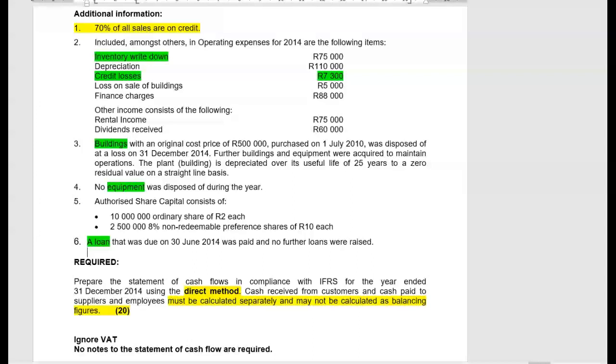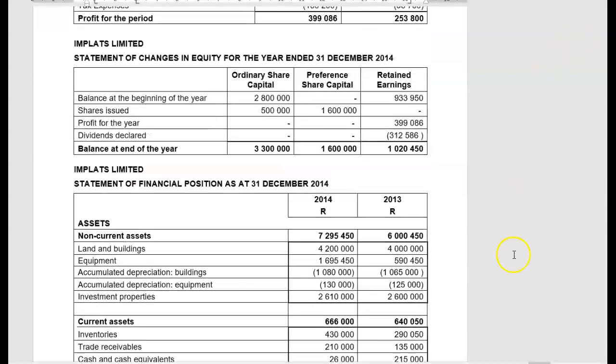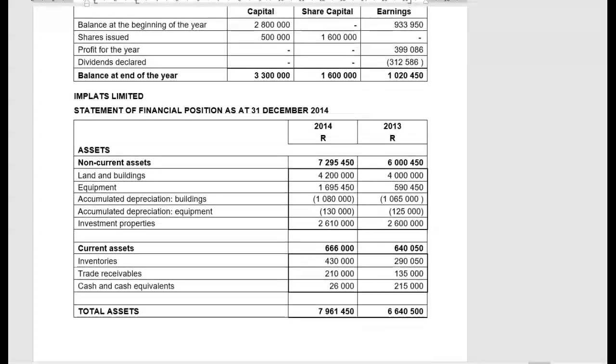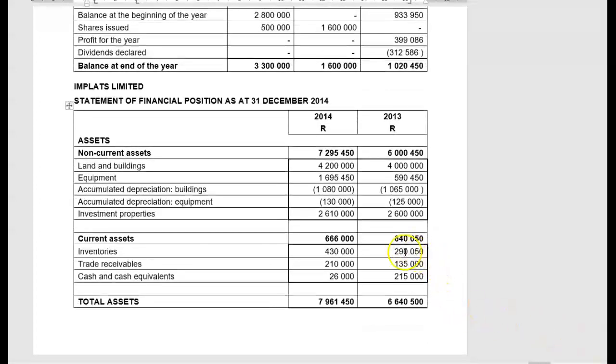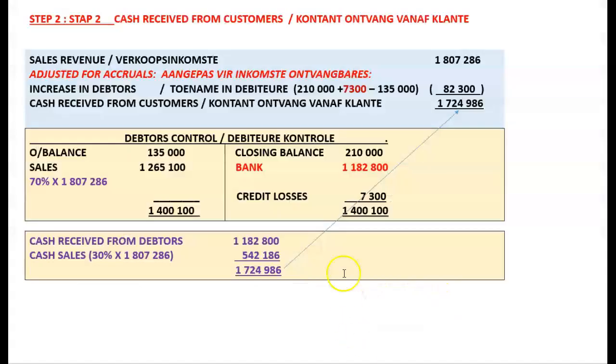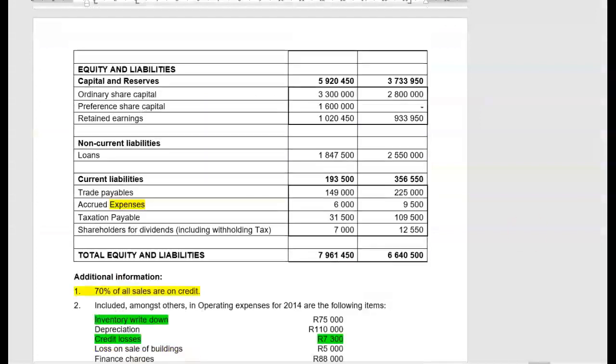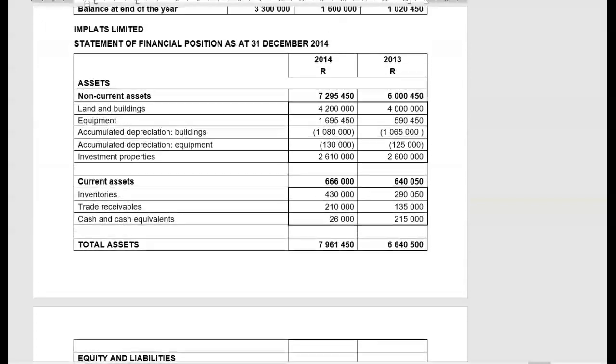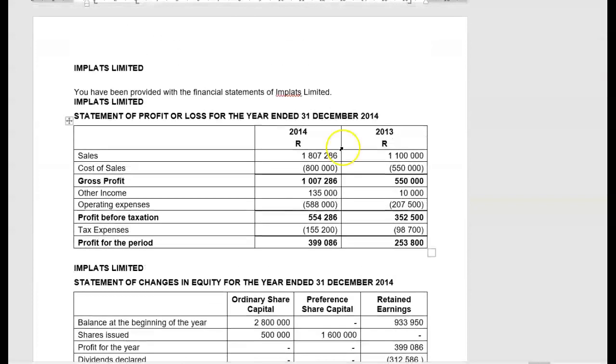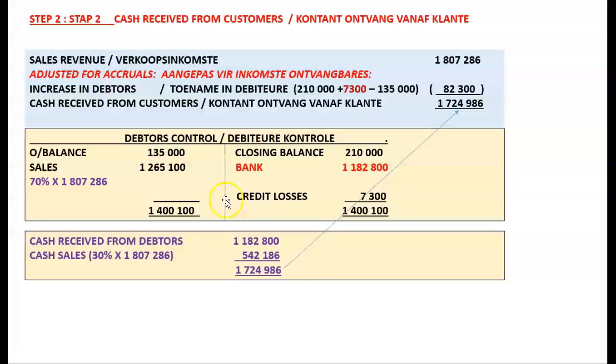Now, I'm going to take the long road first, and then I'm going to show you the shortcut as well. Let's do the debtors account, T account per se. It will have an opening balance of 135,000 and a closing balance of 210,000. Then they told us that 70% of all sales were on credit, so it's only credit sales that are posted to your debtors account. So if I go to my income statement, there's my sales figure, so 70% of that would have been posted to my debtors account.